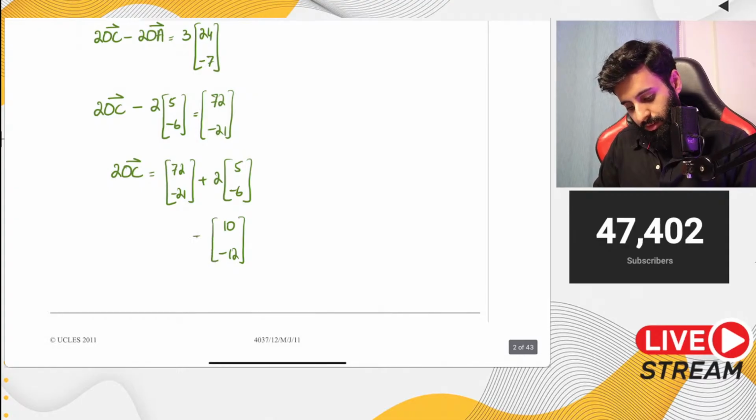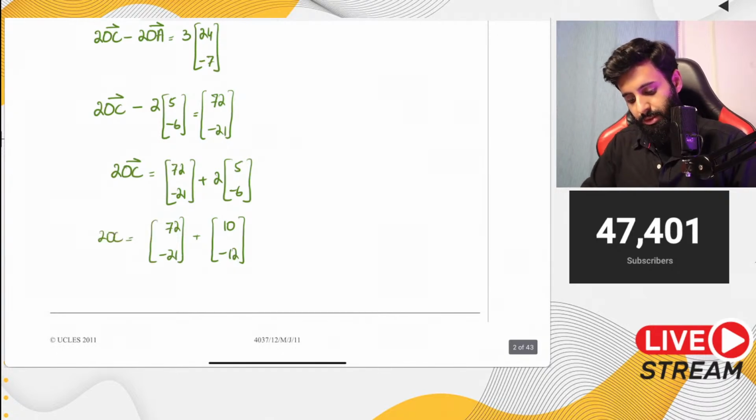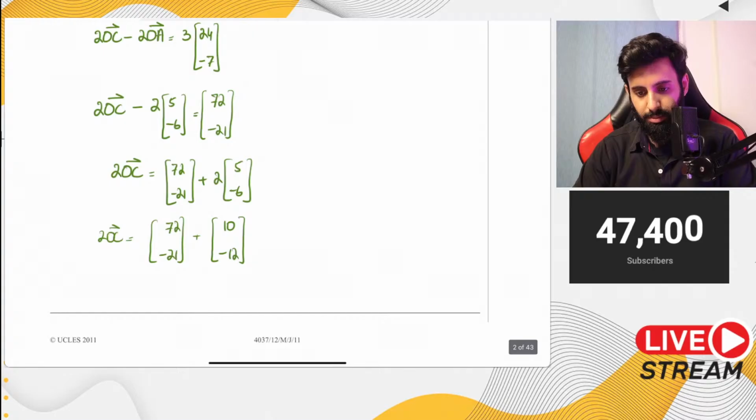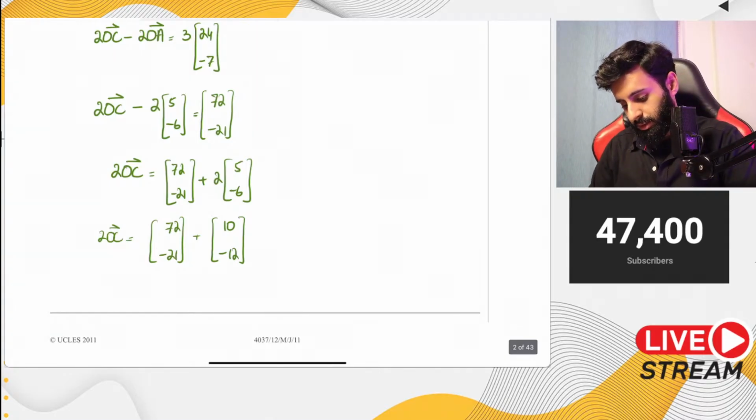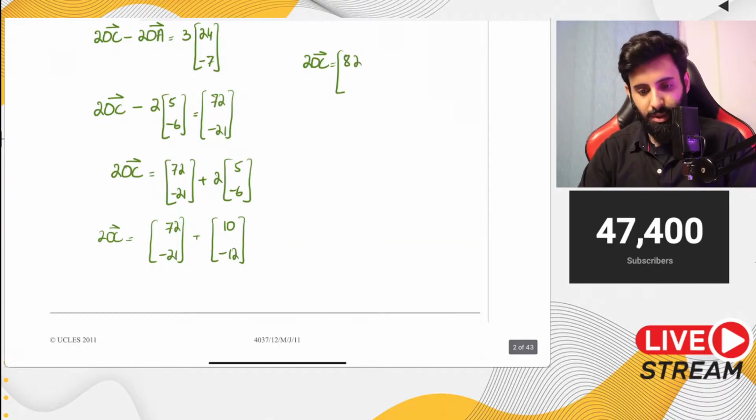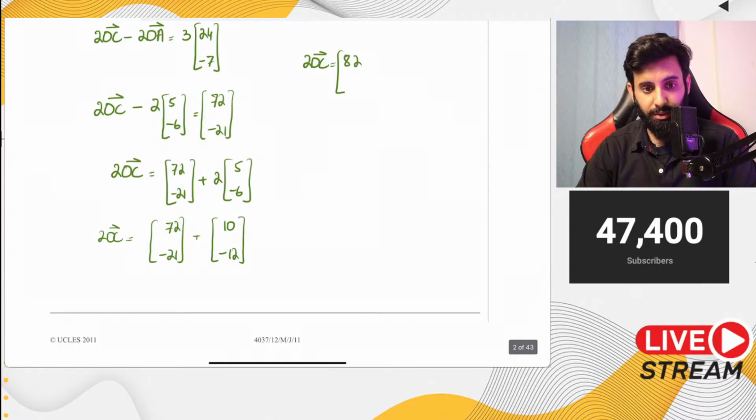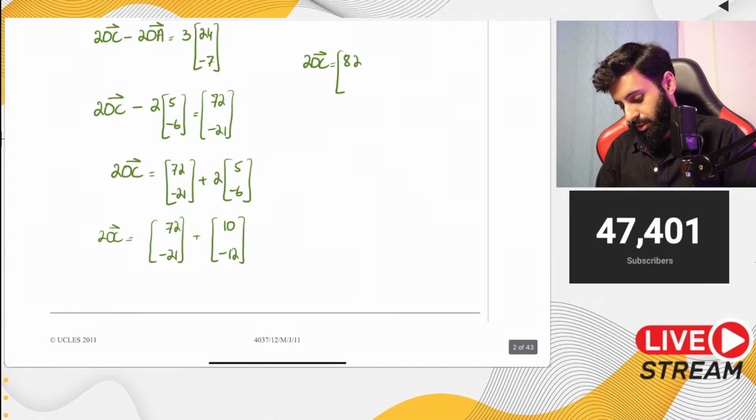And don't forget the 72 and minus 21. All right, now remember, this will not give you OC, this will give you 2 times of OC. Okay, so let's figure this out. 72 plus 10, so that's 82. So 2 times of OC is equal to 82. And minus 21 plus 12, minus 21 minus 12 actually. Minus 21 minus 12 gives us minus 33.